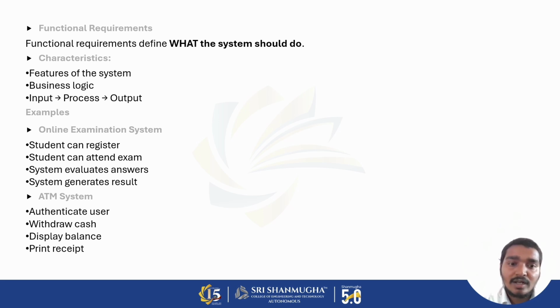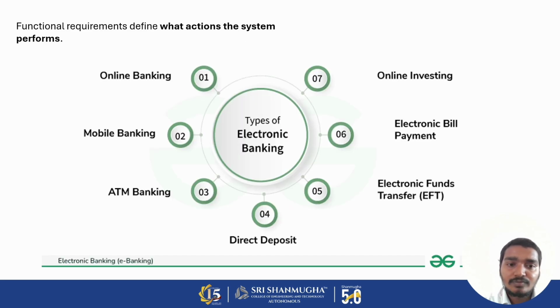The next example is the online examination system. A student can register and attend the exam. The system evaluates the answers and generates the result. This is one of the most important online exam system functions. Next we see the ATM system: authenticate user, withdraw cash, display the balance, print receipt. They define what the system does, and it defines the basic methods. So it is called functional requirements.